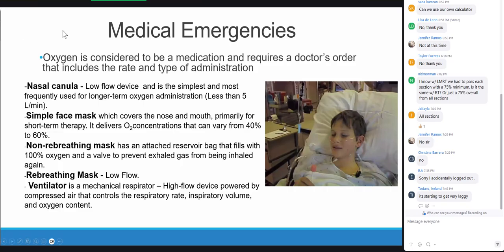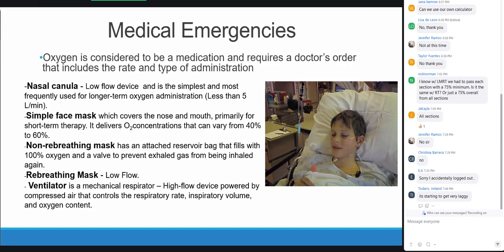For medical emergencies, in this section, understand that oxygen is considered a medication. It must be administered only with a doctor's order. Oxygen toxicity can occur and lead to death. So we need to be very careful with our O2 administration.